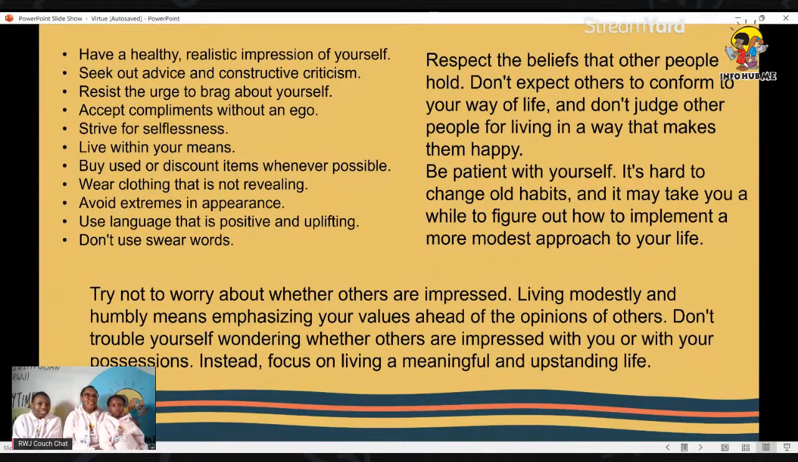So what are the things if you want to live a modest life? Let's read. Have a healthy, realistic impression of yourself. If you're on the weighty side, have a healthy impression of yourself. If you're on the slim side, have a healthy, realistic impression of yourself. Don't evaluate yourself based on the social media or celebrities on the TV. Their reality is different from the TV. Mostly different. Photoshop.